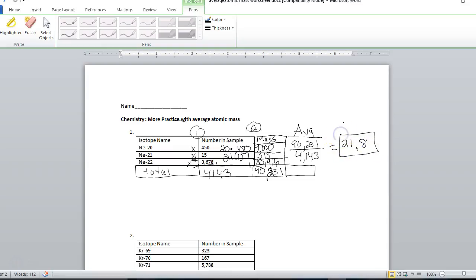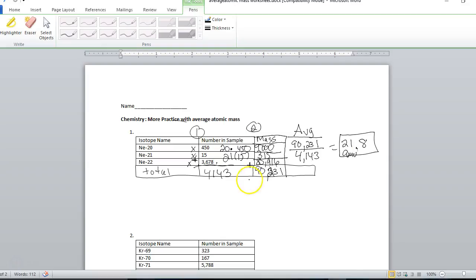So just to take a look at why that makes sense, your neon 20 was a majority of your sample, 3,678. So your average answer in AMU, to be technical, should be closest to the isotope that has the most abundant atoms in your sample. The 20 and 21 are pulling the average a little bit away from 22, so that's why it's 21.8, not exactly 22.